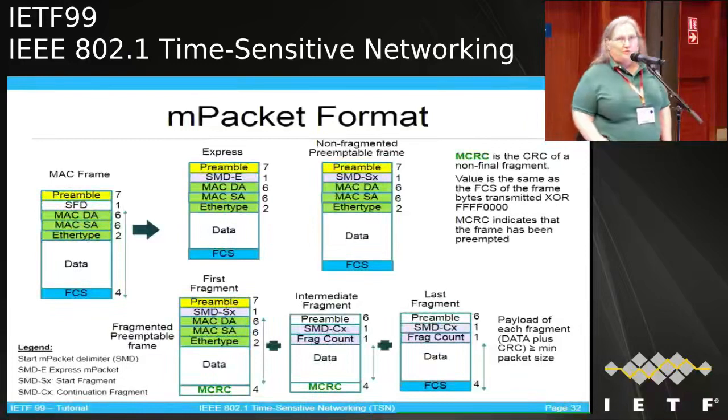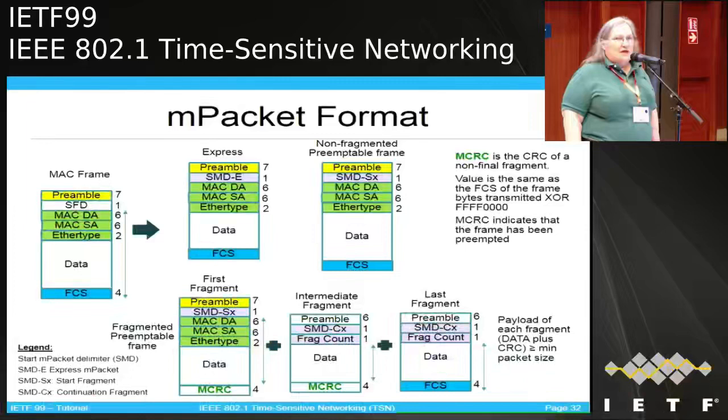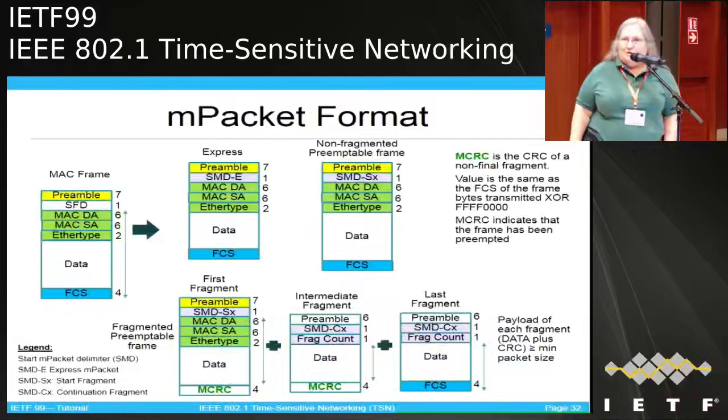To the extent possible, consistent with the first one. So basically, the encapsulation is designed so that if you're not fragmenting, there's no extra bandwidth needed. So anytime you don't preempt a packet, it takes the same amount of time on the wire as it would if there was no preemption on the link at all.